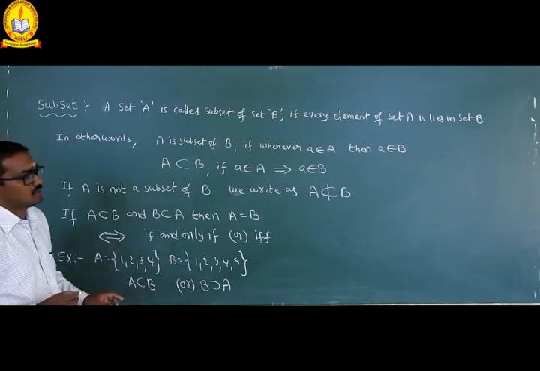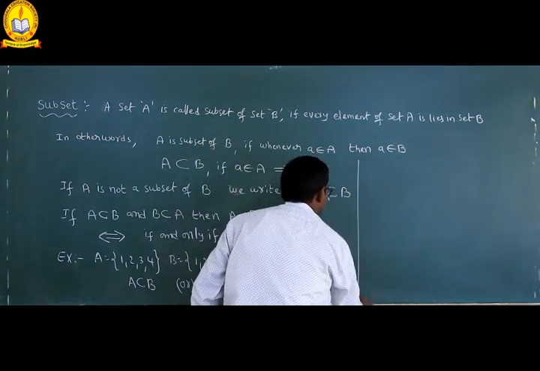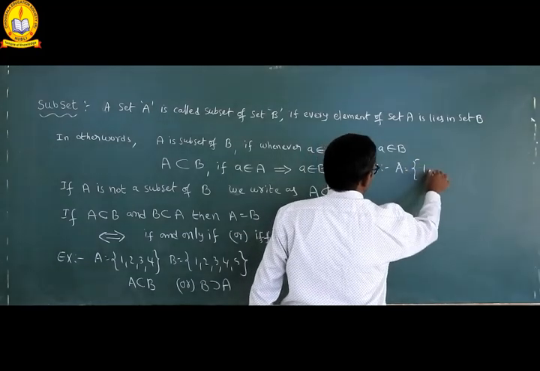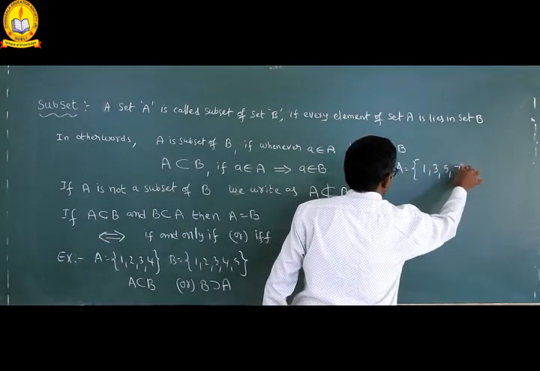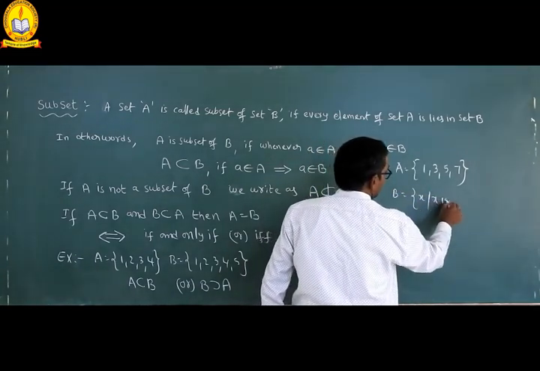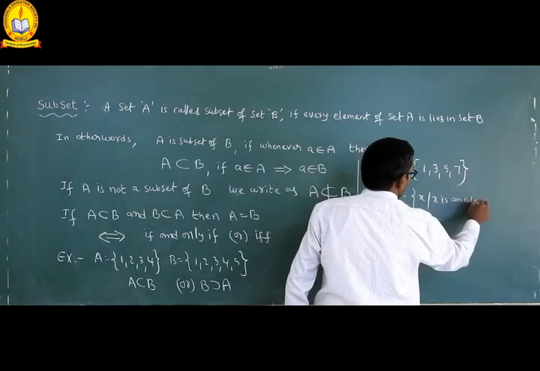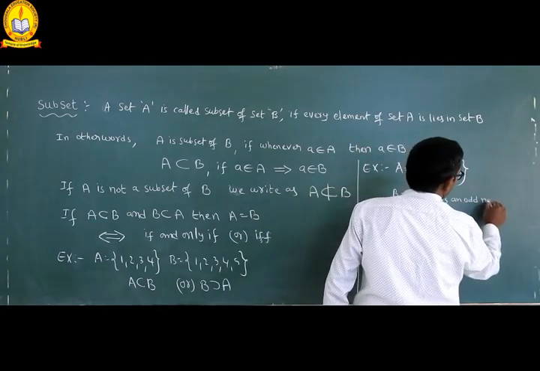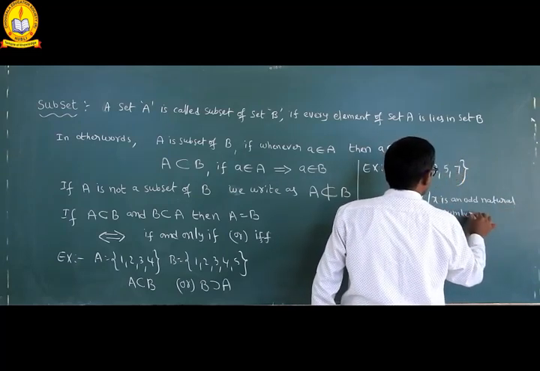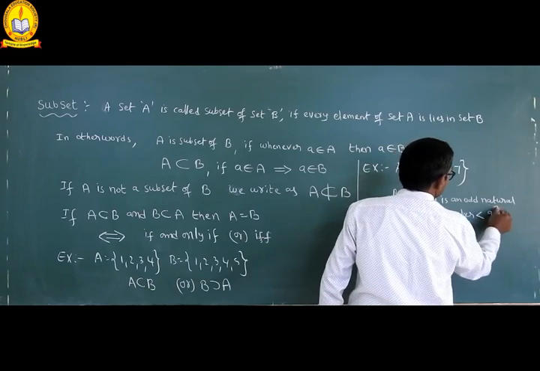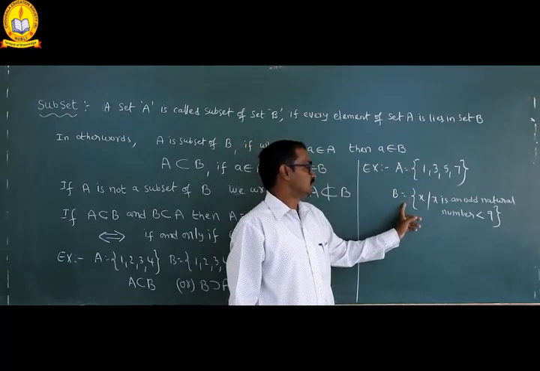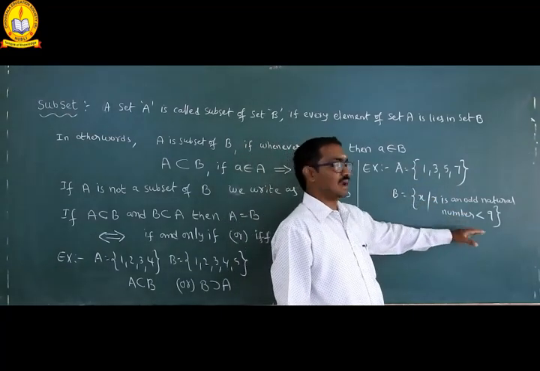That is example number 1. Next I will explain example number 2, about subsets only. Set A is equal to {1, 3, 5, 7}. Set B is equal to {x such that x is an odd natural number less than 9}.